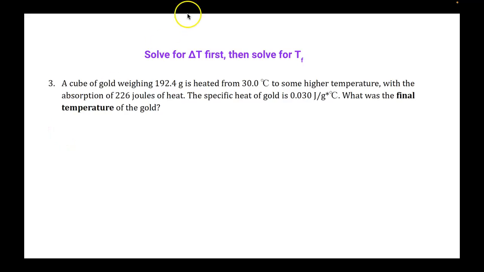For number 3, you need to solve for change in temperature first, then you solve for final temperature, knowing that the initial temperature was 30 degrees Celsius. The final answer, so not just of change in temperature, but the final answer for the final temperature, is 69.15 degrees Celsius.